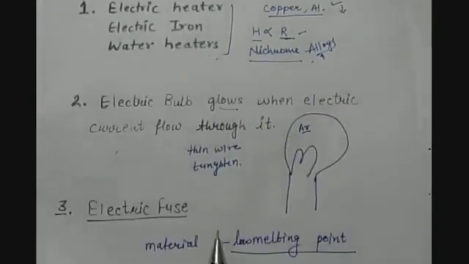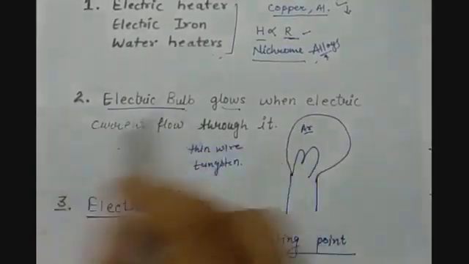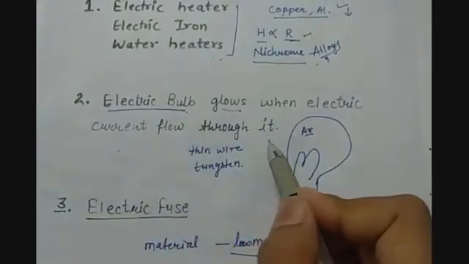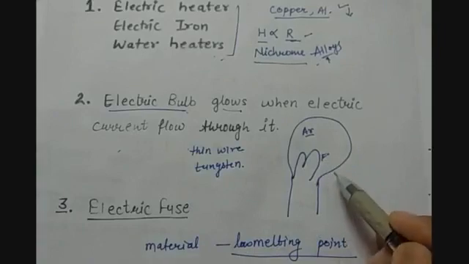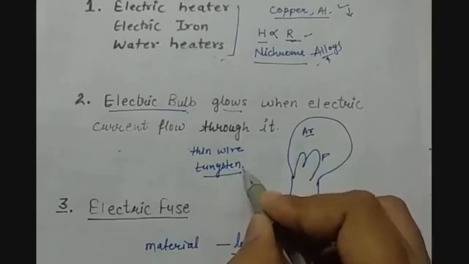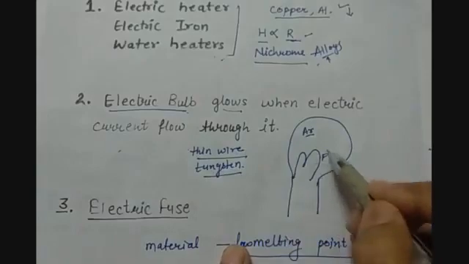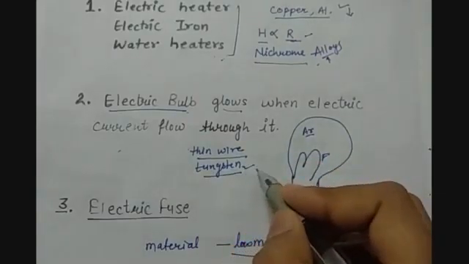Then second application is electric bulb, because electric bulb glows when electrical current flows through it. We know that in a bulb, a tungsten material is used to make the filament of the bulb. Tungsten, which is in the very thin wire form, is used to make it, because tungsten is having a very high melting point, that is higher than 3000 degrees Celsius, which is very high.